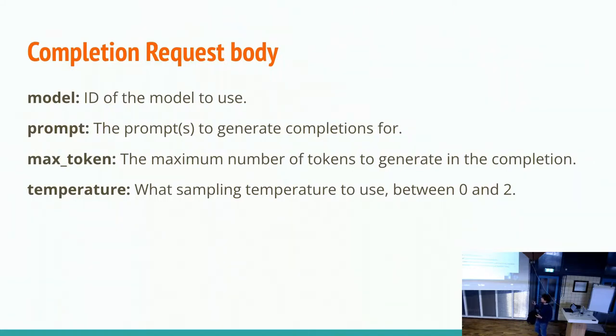So if it's zero, it's more predictable, so for example, what color is the orange is color orange. With a temperature of 2, for example, if you ask what color is the orange, it can say, I don't know, the national football team jersey from the Netherlands, for example, would be the color.